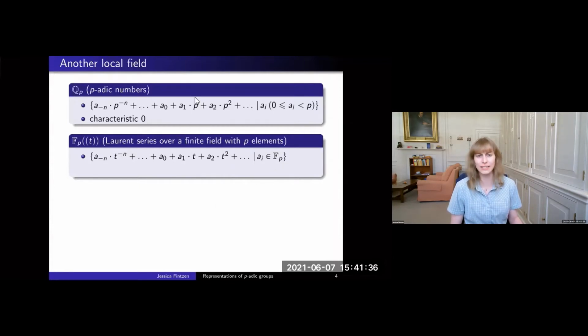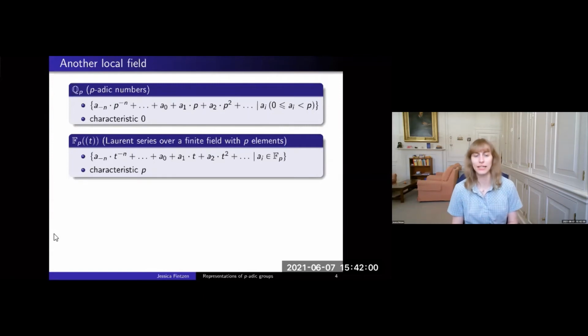And you see already the similarity. It looks almost the same, except that here p is the variable of our Laurent series, and here we have an actual variable t. And so the main difference is that this field now has characteristic p, because p is an element of this finite field with p elements, which corresponds to a0, and p is equal to 0 in a field with p elements. And these fields are closely related.